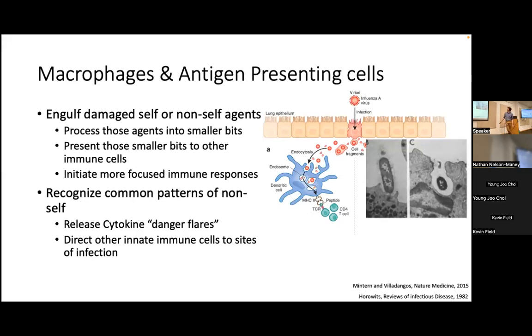And so here we just got a little graph. The virus infects the cell, and the macrophage or antigen-presenting cell or dendritic cell grabs part of the bad thing, chews it up, and turns it into something that is presented to a different immune cell down the road.